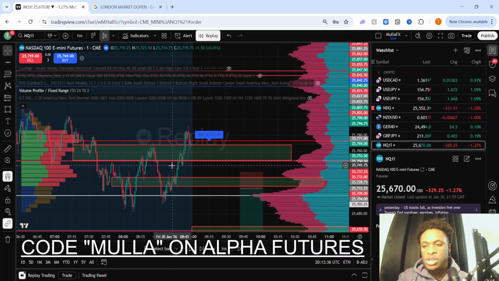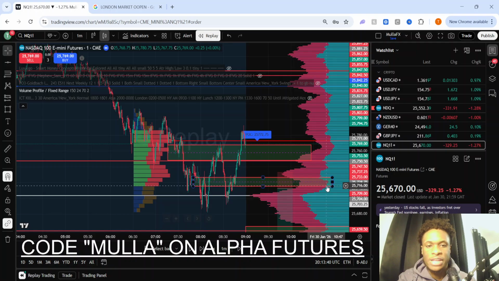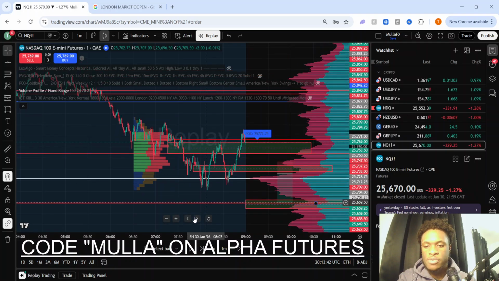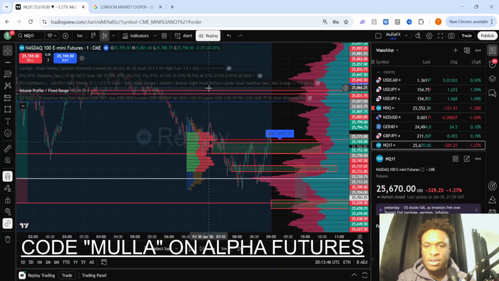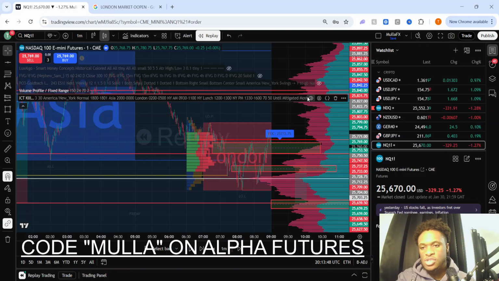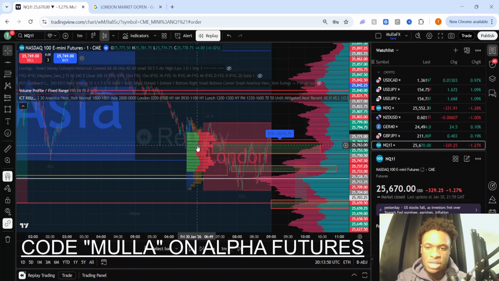So what I want to do is map out exactly what I look for, even before I enter a trade, or pre-market in that sense, so you can have a better understanding of what I actually look for initially. So of course I do have ICT kill zone, so it does map it out for me.